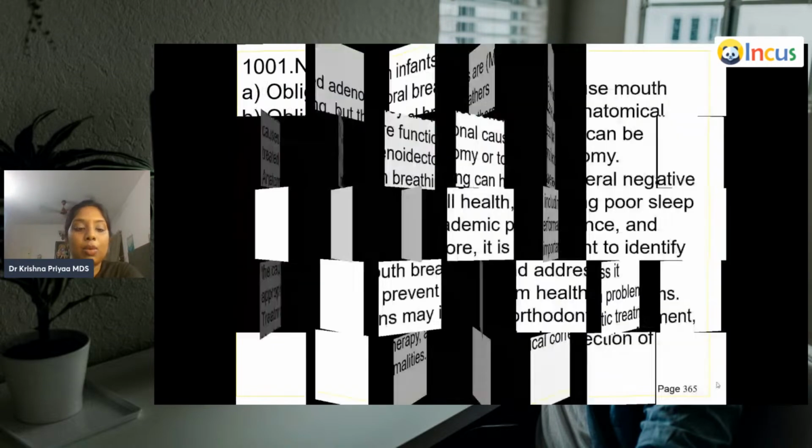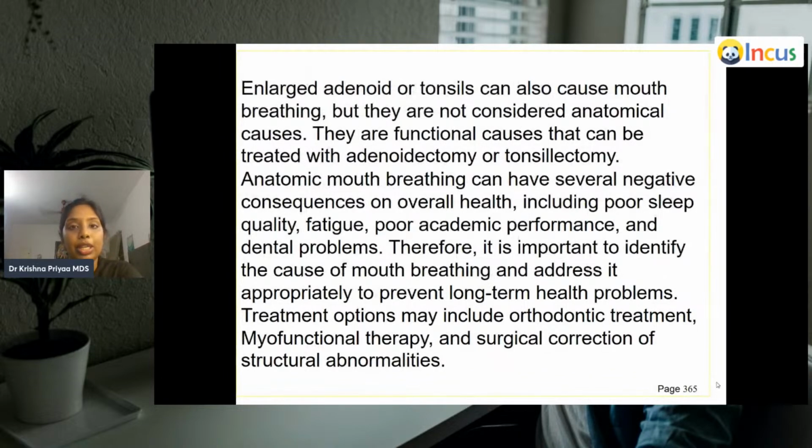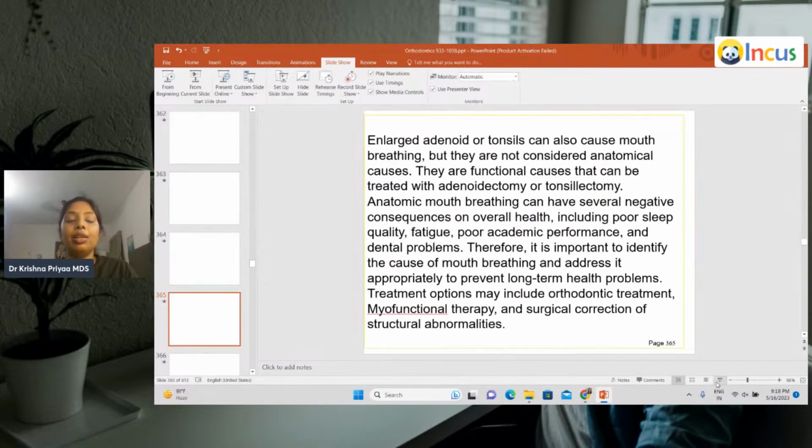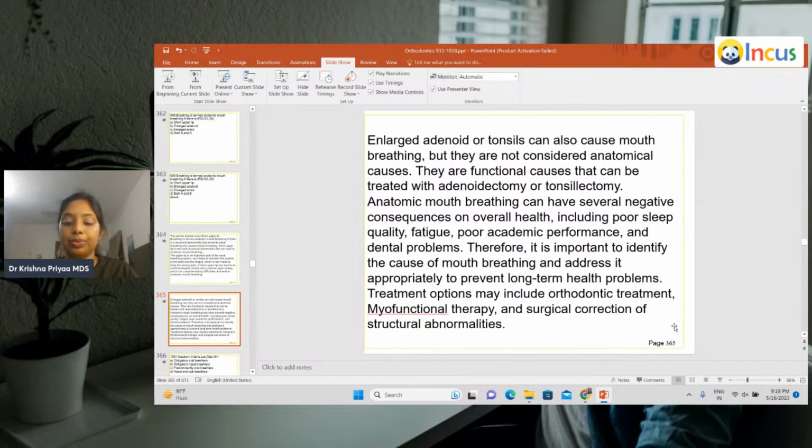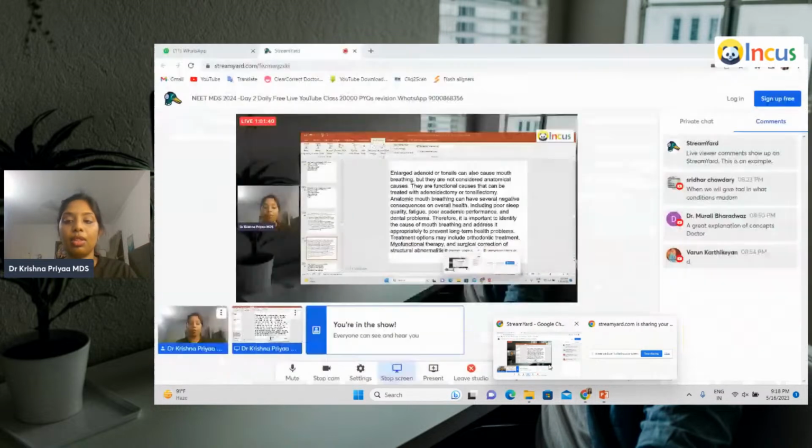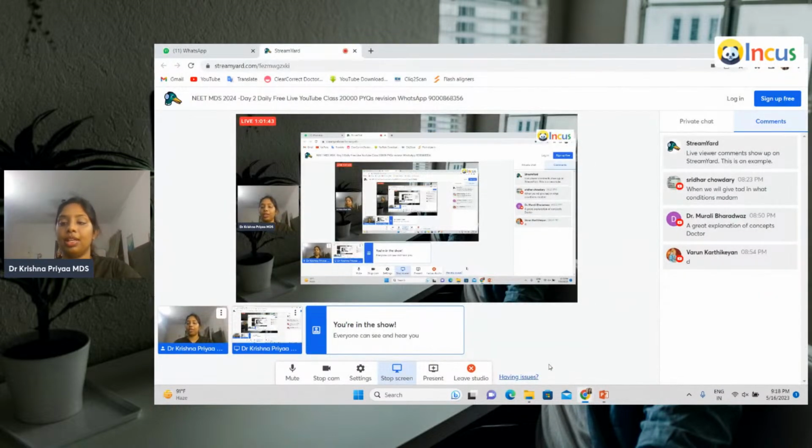So with this 1000th question, we'll come to the end of today's session. So today we majorly discussed anchorage, mainly TADs, and then we've concentrated on some habits like thumb sucking habit, tongue thrusting, and also mouth breathing.